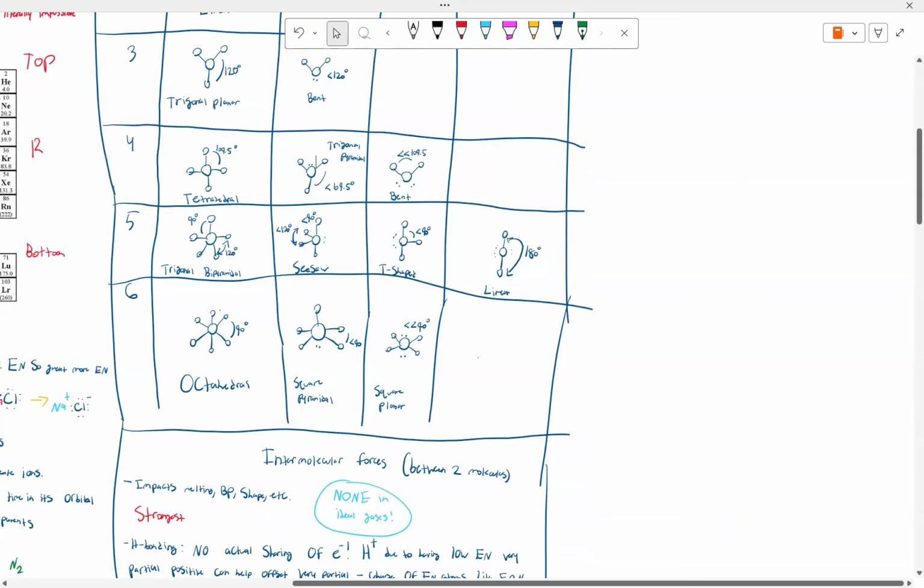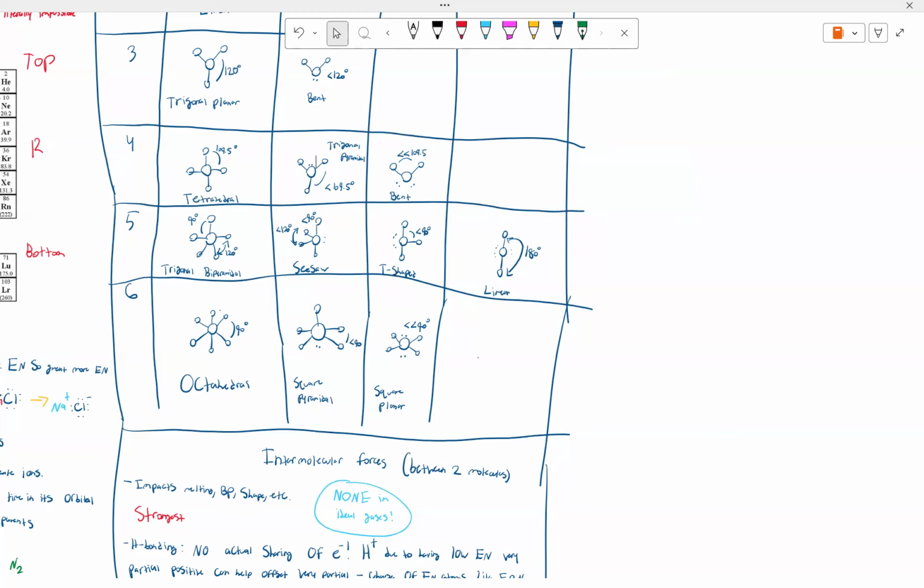Octahedral. This one's a little strange to me, because oct I typically think of eight, but it's six in this case for some reason. It has angles between the atoms attached to the central atom of 90 degrees. Square pyramidal: it's more square shaped if you were to look at it in 3D, which is why it's called that. The bond angles are less than 90 degrees.